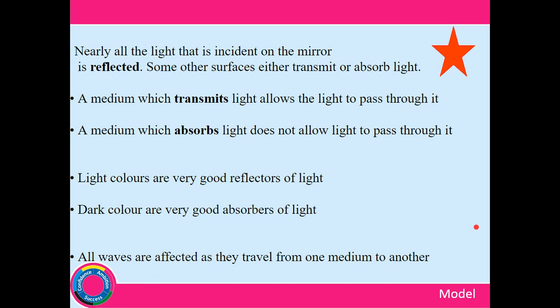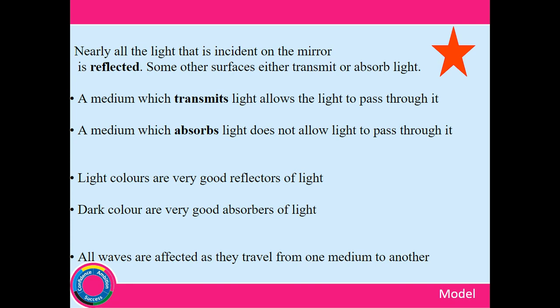Okay, so let's have a look at what we've got here. Nearly all the light that is incident on a mirror is reflected. Some other surfaces either transmit or absorb light. So if we remember the refraction lesson from last lesson, we know that the light can be transmitted. But if you get the angle just right, some of that light will be refracted and some of it will be reflected. The medium which transmits light allows light to pass through it.